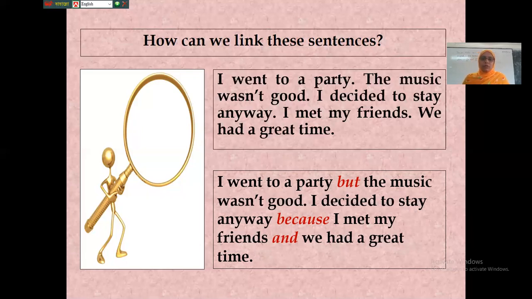এই সেন্টেন্সগুলোতে এই শব্দগুলো যুক্ত করার কারণে আমাদের সেন্টেন্সগুলো উপযুক্ত অর্থ ধারণ করেছে। আগে যে সেন্টেন্সগুলো ছিল সেই সেন্টেন্সগুলো ছিল শুধুমাত্র সিম্পল সেন্টেন্স, তার অর্থগুলো ছিল কিন্তু তার উপযুক্ততা ততটা ছিল না। এই লিঙ্কিং ওয়ার্ডগুলো যুক্ত করার কারণে এর উপযুক্ততা হয়েছে। যেমন I went to a party but the music was not good, I decided to stay anyway because I met my friends and we had a great time.